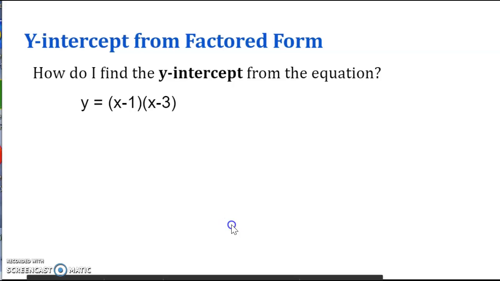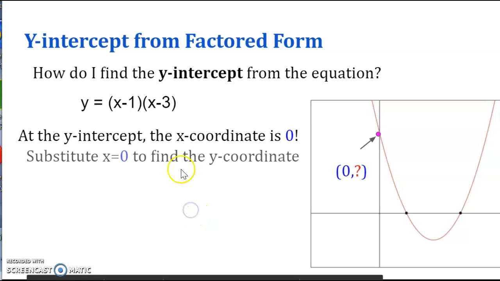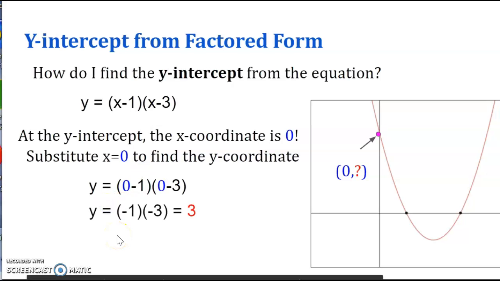And for the y-intercept, you just need to substitute the fact that the x-coordinate is going to be 0 into the equation, and then figure out the y value.